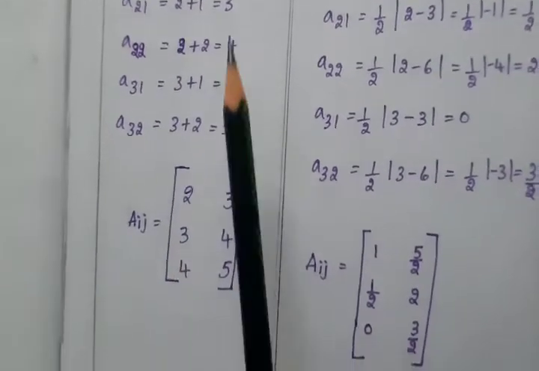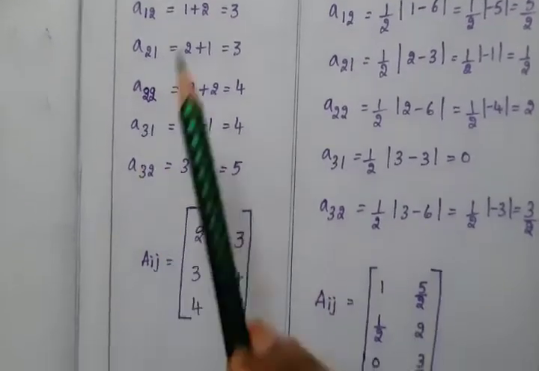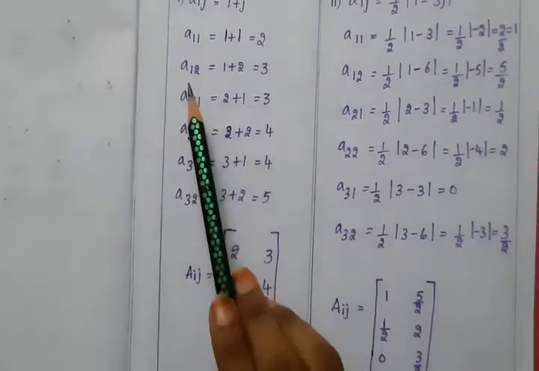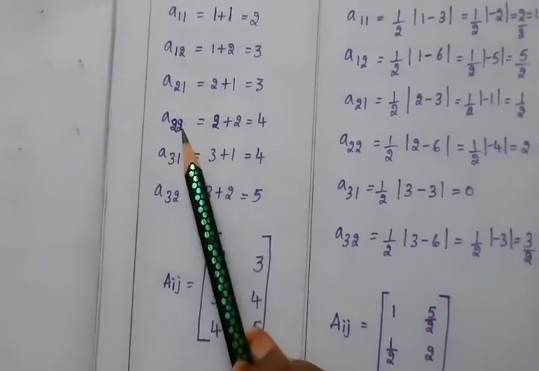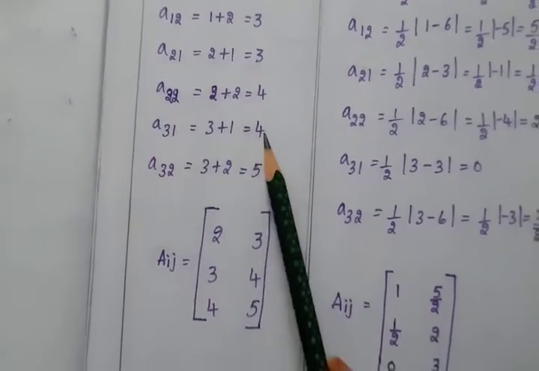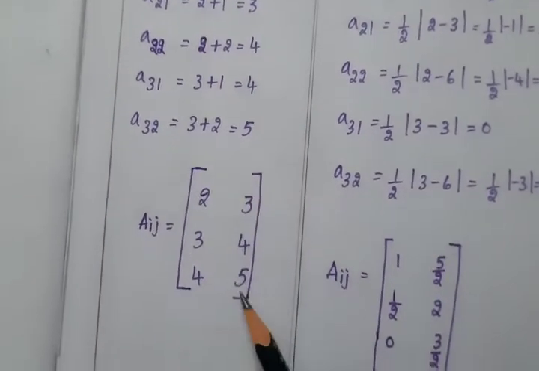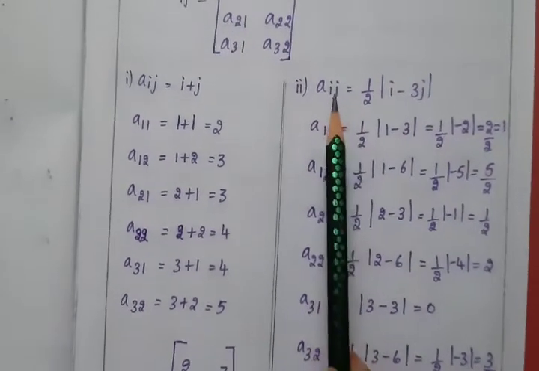Aij equal to A11 means 2. A12 equal to 3. A21 equal to 3. A22 equal to 4. A31 equal to 4. A32 equal to 5. Now coming to second question.